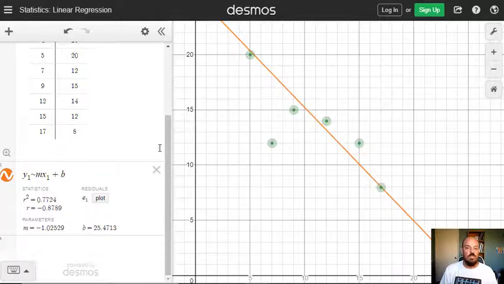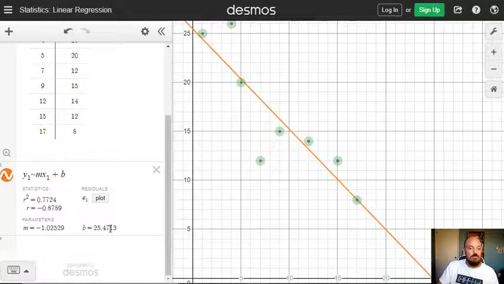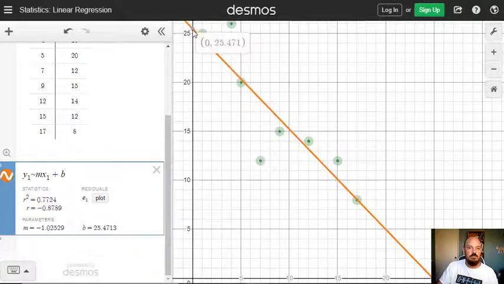So for that orange line in the picture, which is the perfect best fit line, the slope rounded off is about negative 1.02529. And the y-intercept, I'll slide it up a little so you can see, says the y-intercept is about 25.4713, about 25.5, and you can see that, that's right about here. There's the y-intercept. So it's doing all the work for you. If you use Desmos and you type in the points for linear regression, it does all the work for you. And it'll tell you what the correlation coefficient is and what the best fit line is.